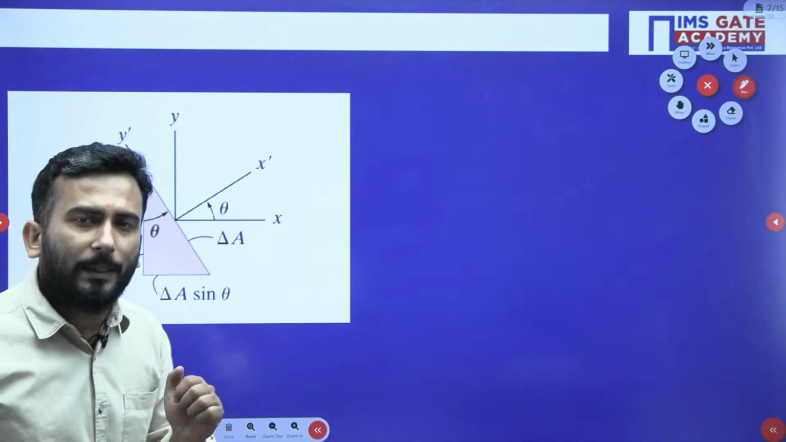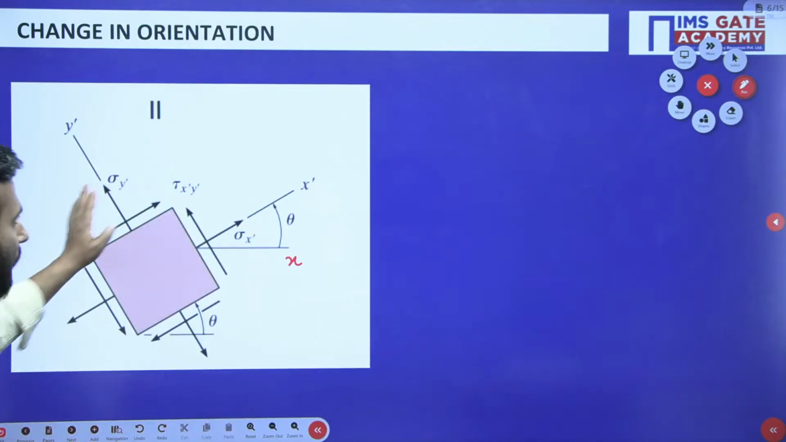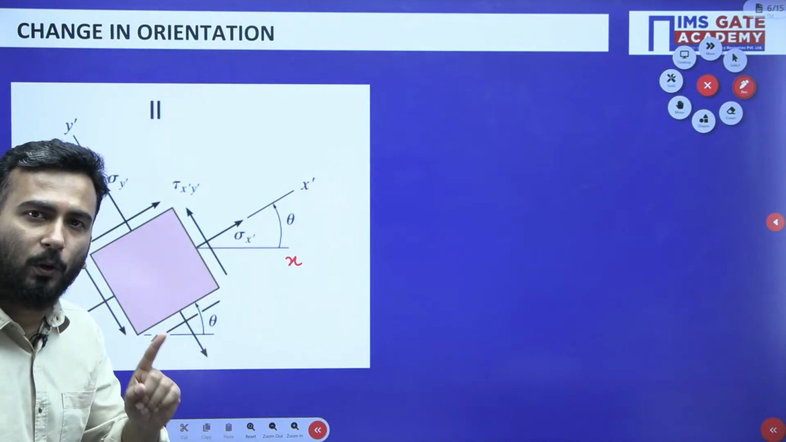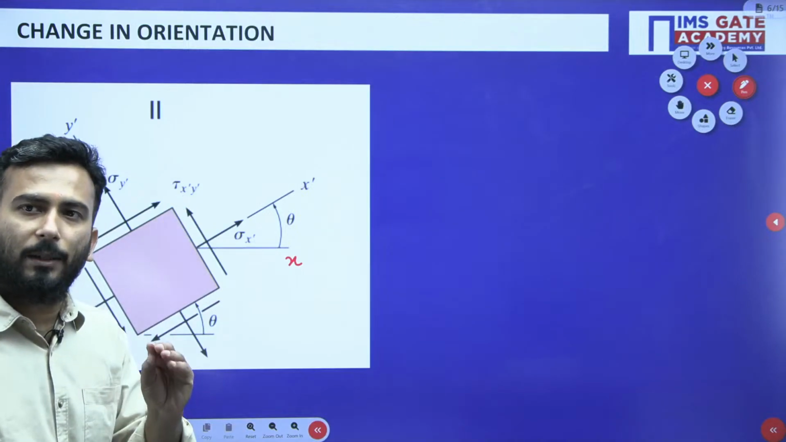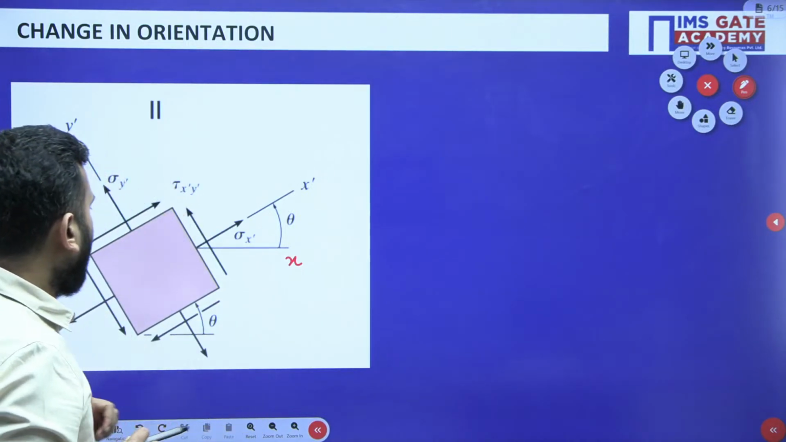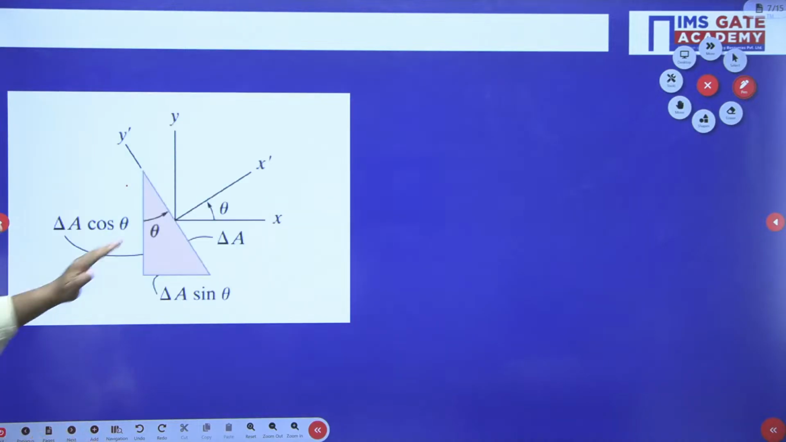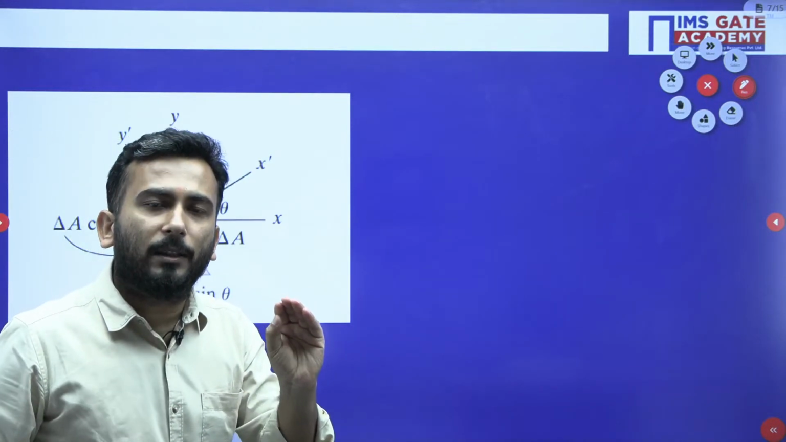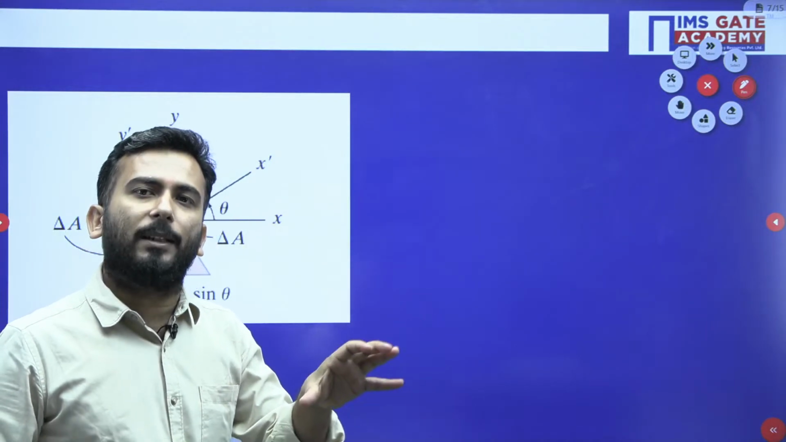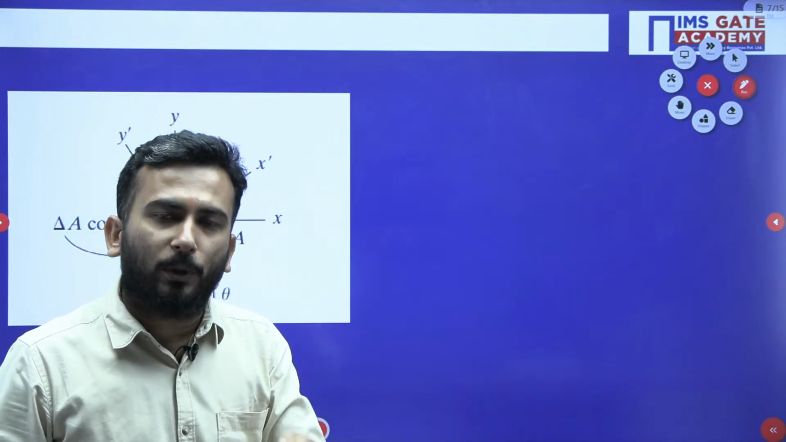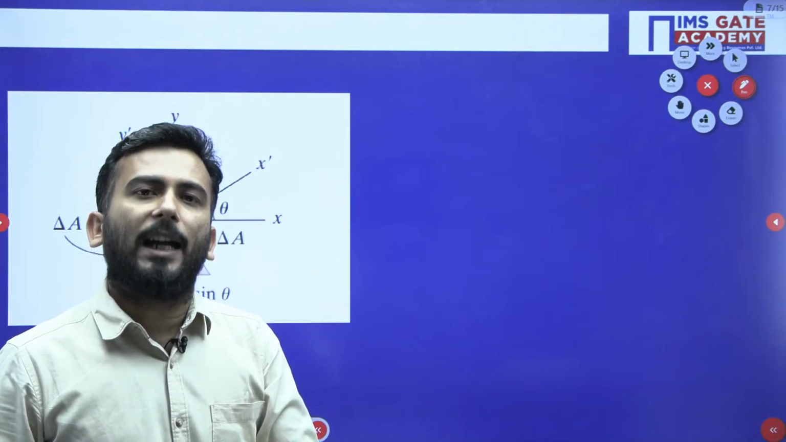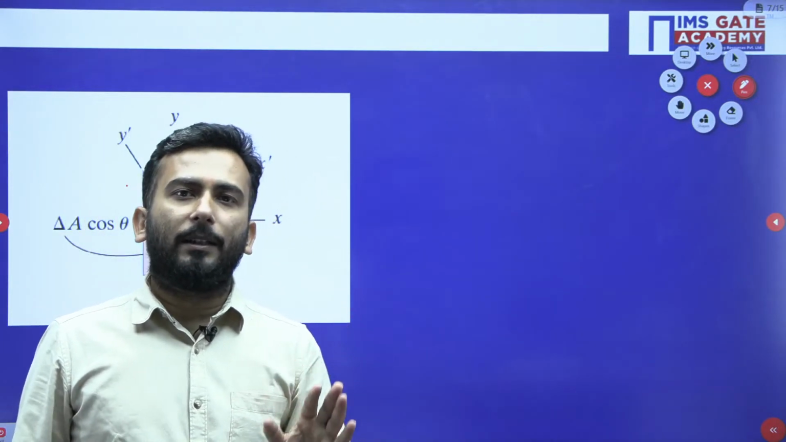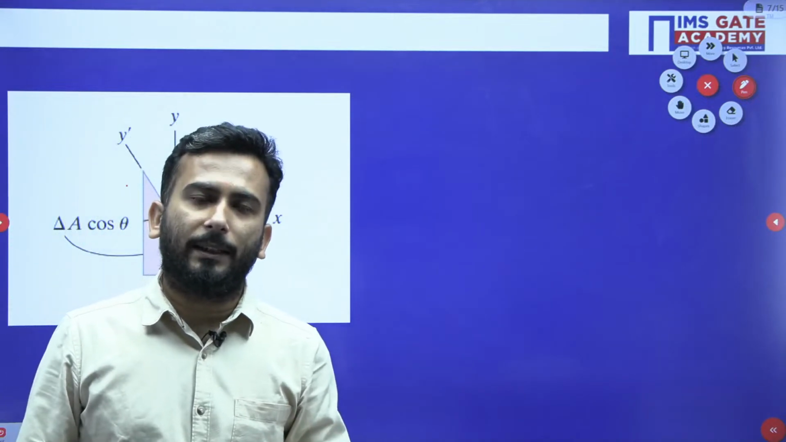Now what is my purpose, my dear friends? Clearly see what is my purpose. If you see this figure, sigma x dash I want to find out and tau x dash I want to find out. This is my intention. So I have taken the area and I have named it. Now I will see what all the forces are which are acting on the respective faces. After I know the forces, I will use the method of equilibrium. That means I will use the static equilibrium condition, and then I will get the value of sigma x dash and sigma y dash.